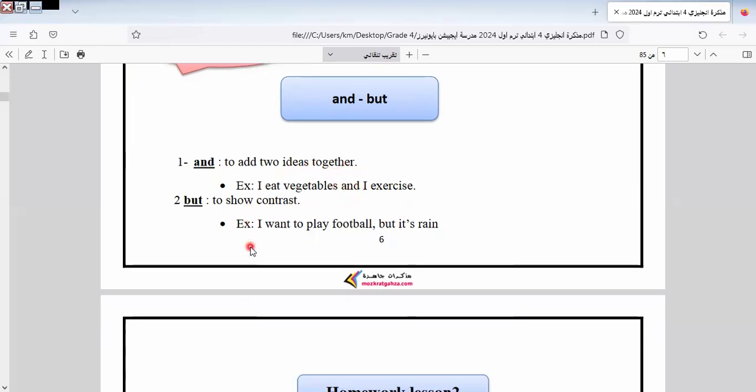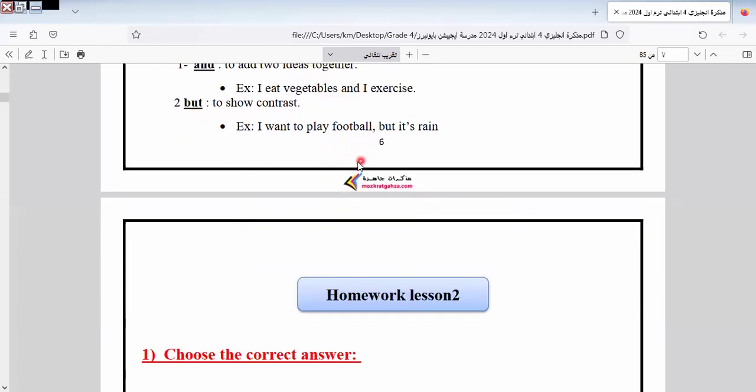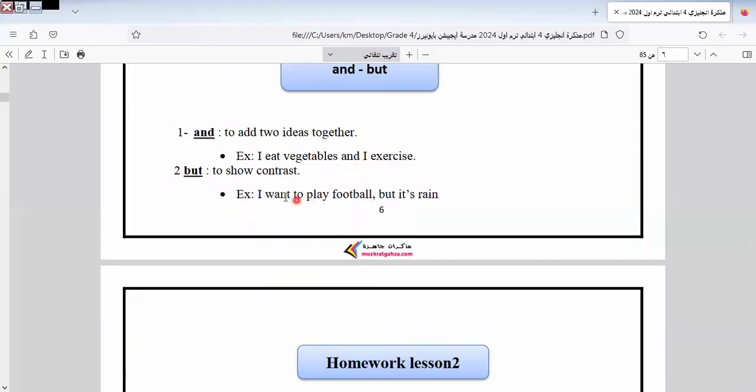We have but used when we have a contrast sentence. As we told you before, contrast means one sentence is affirmative and another one is negative, or is not related to the last one. It's like to say I like running, but my leg is hurt. Okay, so I can't run. So here we have a reason that I can't run.